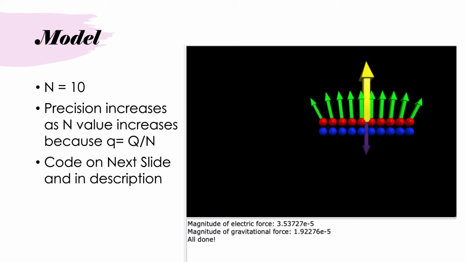The n value is equal to the number of sections that we split the tapes into. We also found that the precision increases as the n value increases because the density of charge equals the charge divided by n. The code for the program is on the next slide and in the description. The most important part of this code is lines 30 to 36, which is the calculation of the net electric field or net electrical force.